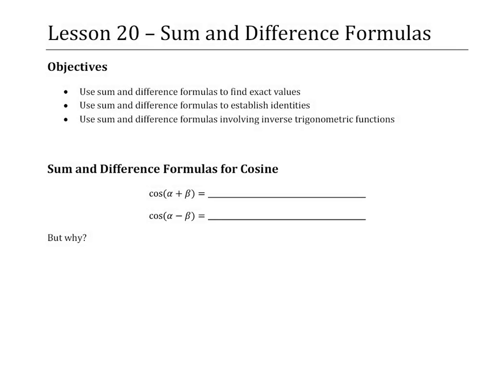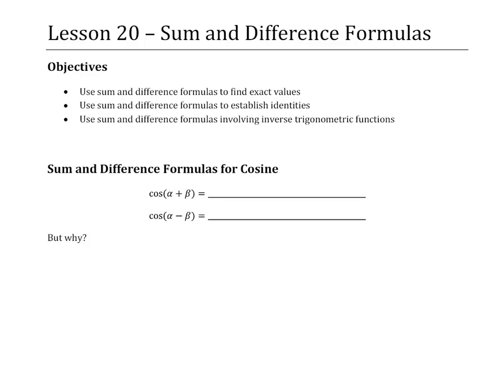In Lecture 20, we're going to begin looking at the sum and difference formulas for some of our trig functions. We're going to use these sum and difference formulas to find exact values. We're going to use them also to establish identities, and then also look at how they might be used when trigonometric or inverse trigonometric functions are involved.